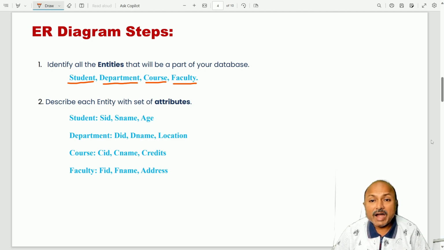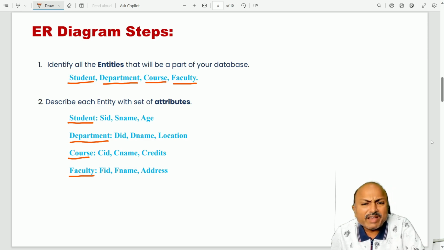What is the second step? Identifying attributes. That means for each entity, what are the attributes? SID, student name, age. These are the attributes for student. Maybe some more, but we consider these 3 for our comfort. Then consider the department. You have 3 attributes: department ID, department name, and its location. For course: course ID, course name, and number of credits. For faculty: faculty ID, faculty name, and address. For example, these are the attributes for each entity. That is the second step.